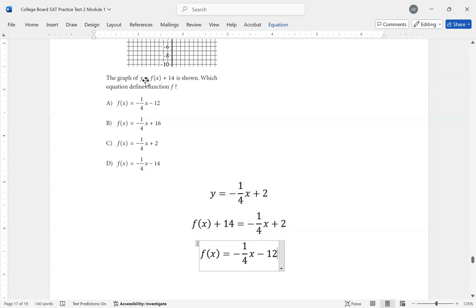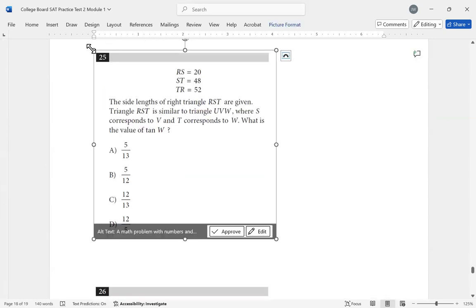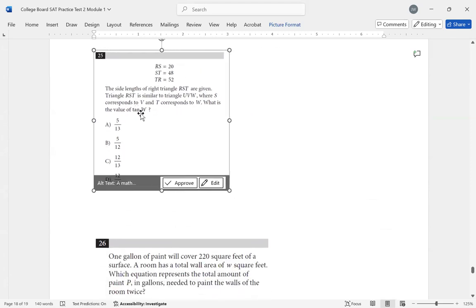You can also say, well, that's the graph of f of x plus 14. So I could have just subtracted 14 off of the 2 and ended up with a negative 12 as my f of x. But that's the equation. F of x is equal to negative 1/4 x minus 12, which is obviously option A. So A is the answer to question 24. Let's look at question 25.